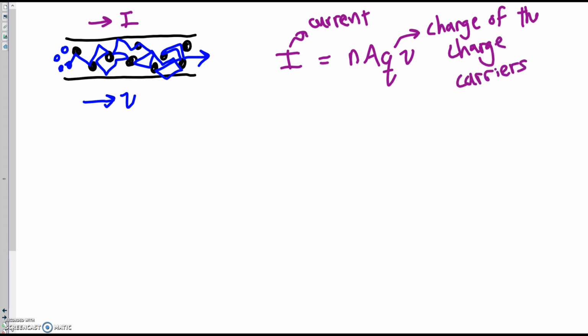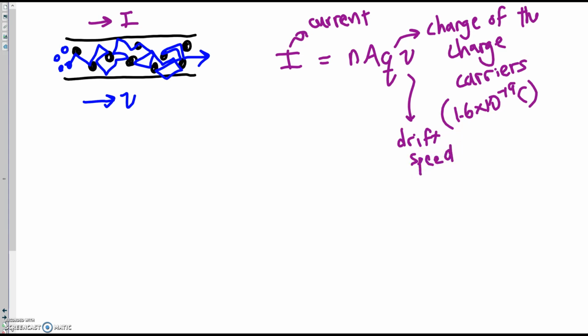In real-world wires, electrons are what move. And in that case, Q would be 1.6 times 10 to the minus 19 coulombs. What about N, A, and V? Well, V is just the drift speed. It's that slow speed at which charges drift across the wire.